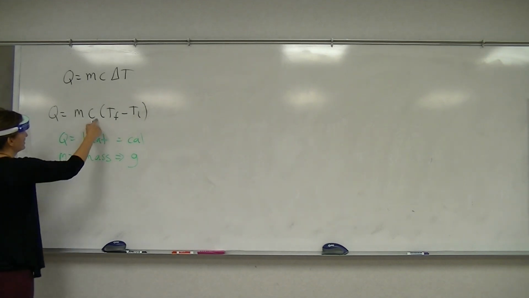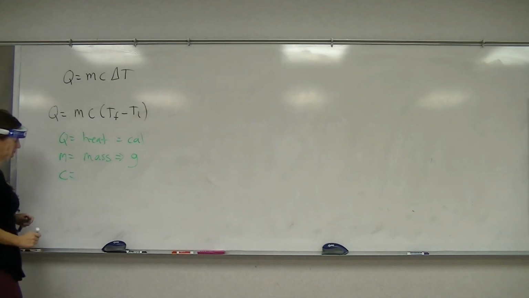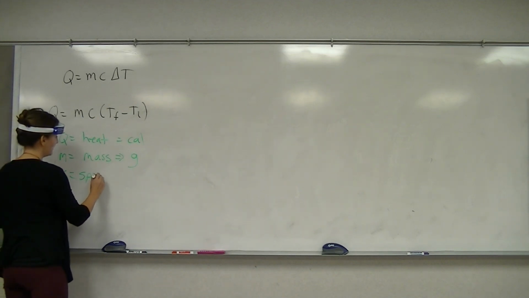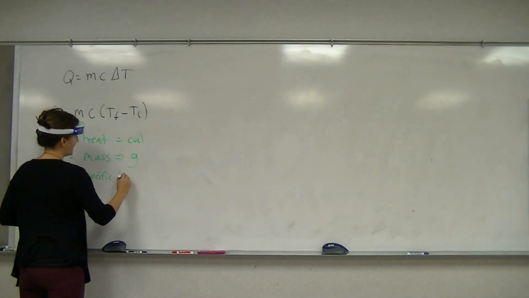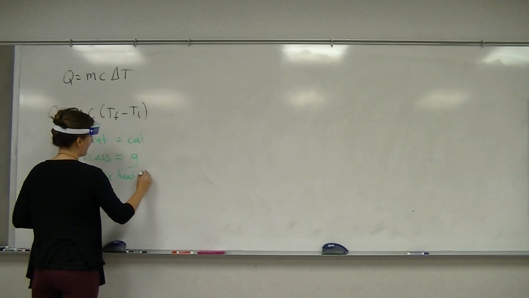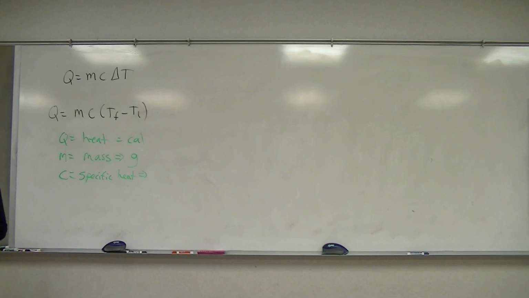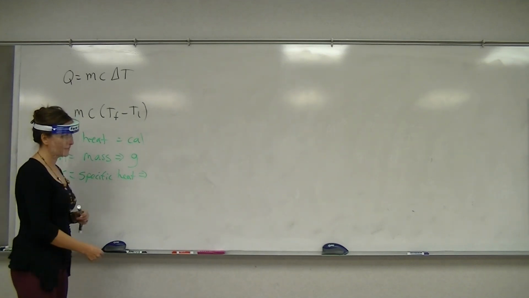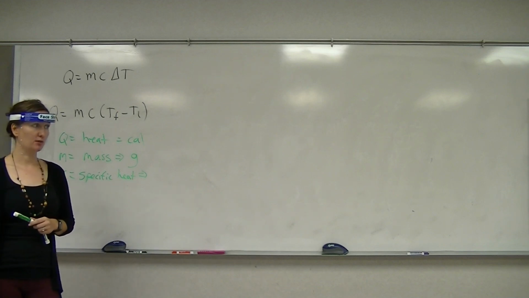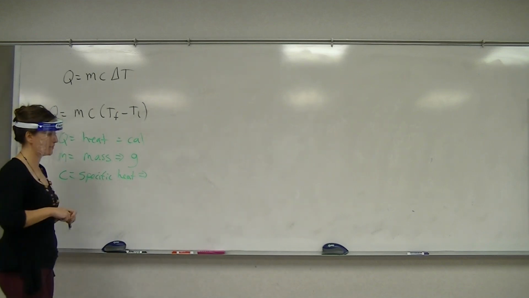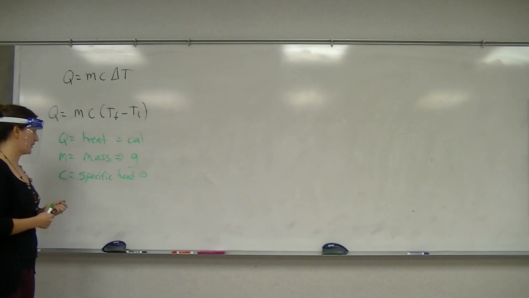Next variable, C. What C is, it's called the specific heat. And this is a value that is dependent upon the type of material that we're talking about. For instance, aluminum has a different specific heat than water. Water has a different specific heat than copper, and so on and so forth. So it depends upon the material that you're using.